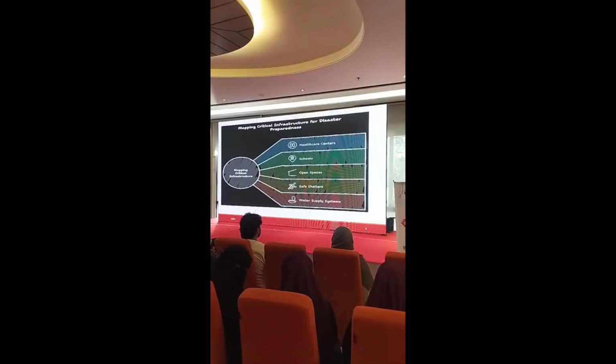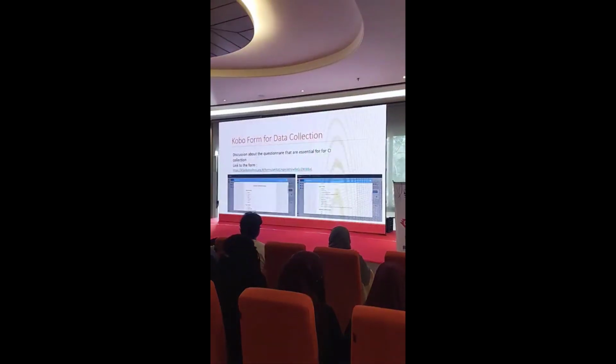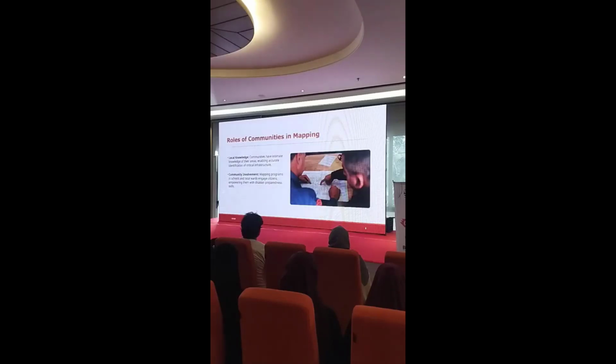So for critical infrastructures, we have mapped healthcare centers, schools, open spaces, shelters, water supply systems, and so on. So for the people who don't know how to use a laptop or who don't have access to laptops, we have also created a Kobo Collect form, so they can use their mobile phone to collect the data. For this, we have also hired some local people so that we will get good quality data and information that was required for our project as well.